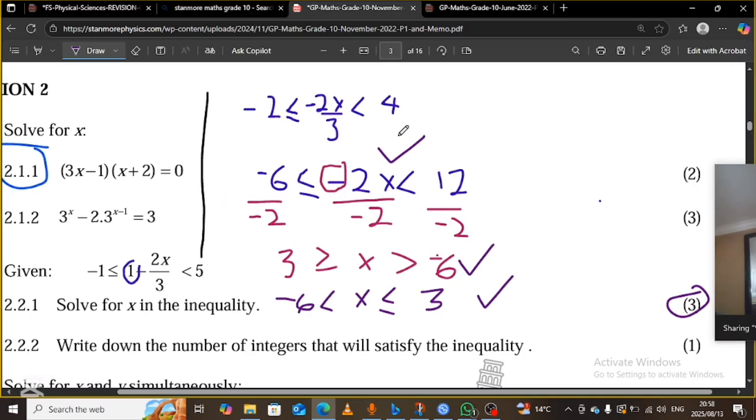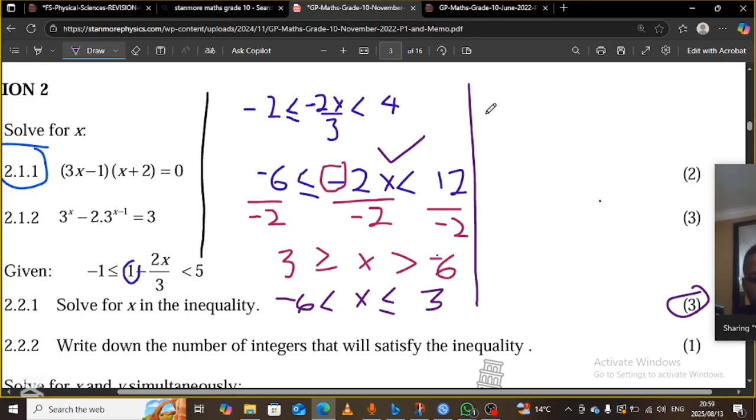Now, 2.2.2: write down the number of integers that will satisfy the inequality. Do you understand it? No. Okay. I know integers, but I don't get satisfy the inequality. So what are integers? Basically numbers like +1, -1, -6, -12, all these numbers, right?